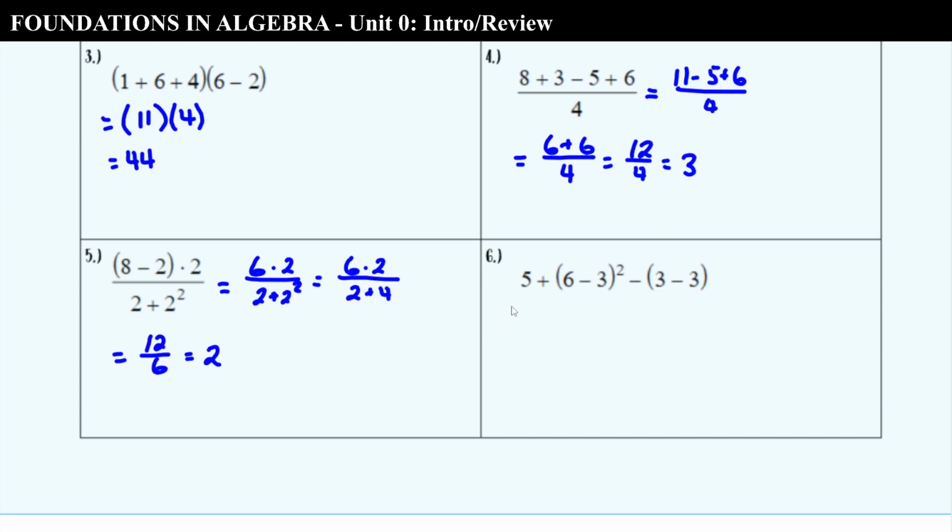And then finally for number 6, we're going to do what's in the parentheses first. So we've got 5 plus 6 minus 3 gives us 3. 3 minus 3 gives us 0. Next step is the exponents. 3 squared is 9. And here I don't have to write the 0 because minus 0 doesn't do anything, so I'm just going to leave that off. 5 plus 9 is 14.